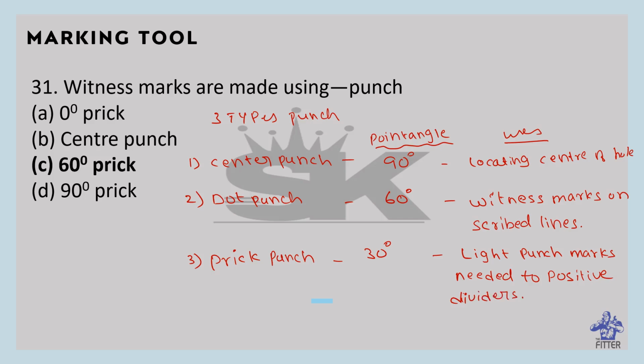So you can remember by alphabetical order: C, D, P. That is 90 degrees, 60 degrees, 30 degrees. C means center punch, that is 90 degrees, the biggest point angle. Dot punch means 60 degrees, prick punch means 30 degrees. Alphabetical order, and this is decreasing order.